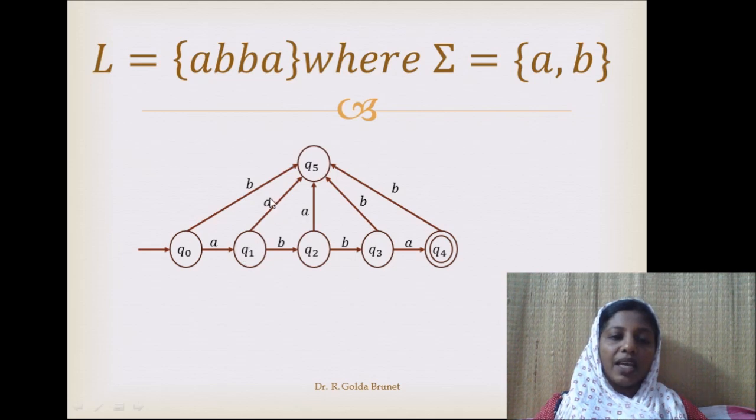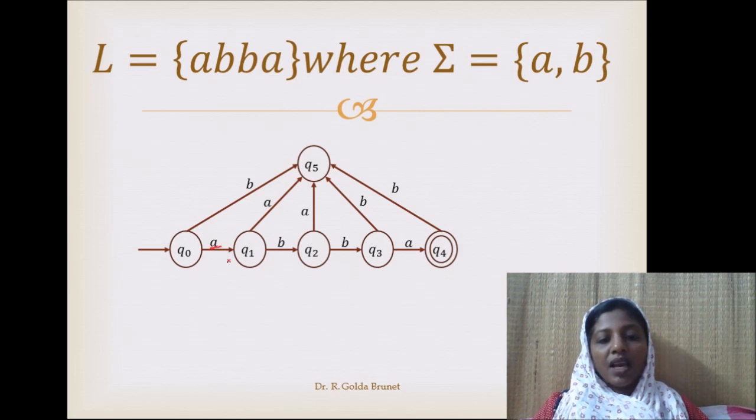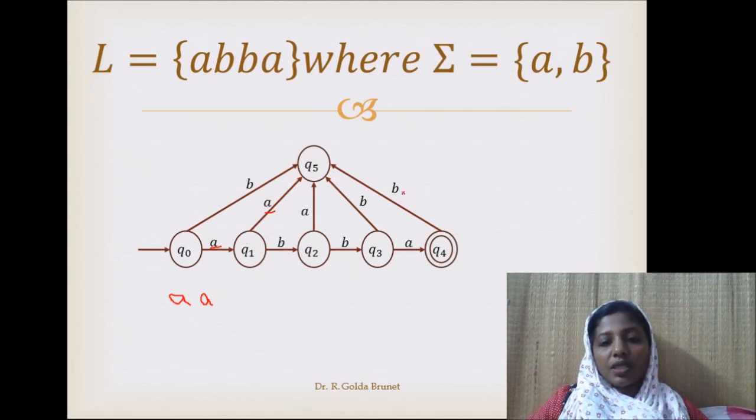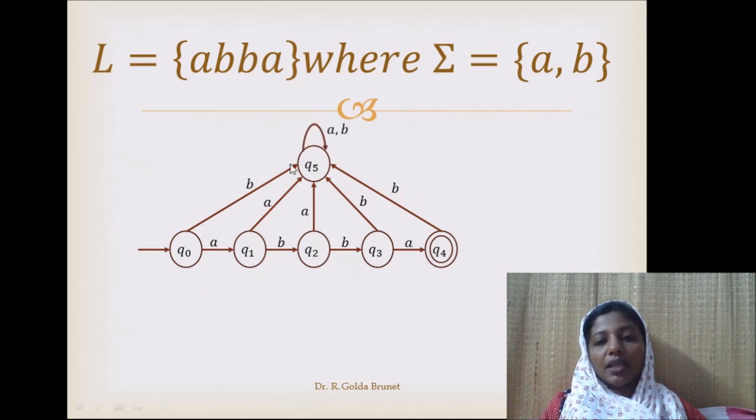And from Q1, if I see another A, then we will go to the same state Q5, because from Q0 we have come to Q1 by accepting an A, and we get another A. That means our input is A followed by another A, which is not a valid string in this language. So we go to Q5, and we similarly deal with the other states as well. From Q2, instead of B, if I get an A, we'll go to Q5. From Q3, instead of A, if I get a B, we'll go to Q5. And from Q4, if I get either A or B, I have to go to Q5. And from Q5, if I get an A or B, then I remain in the same state.